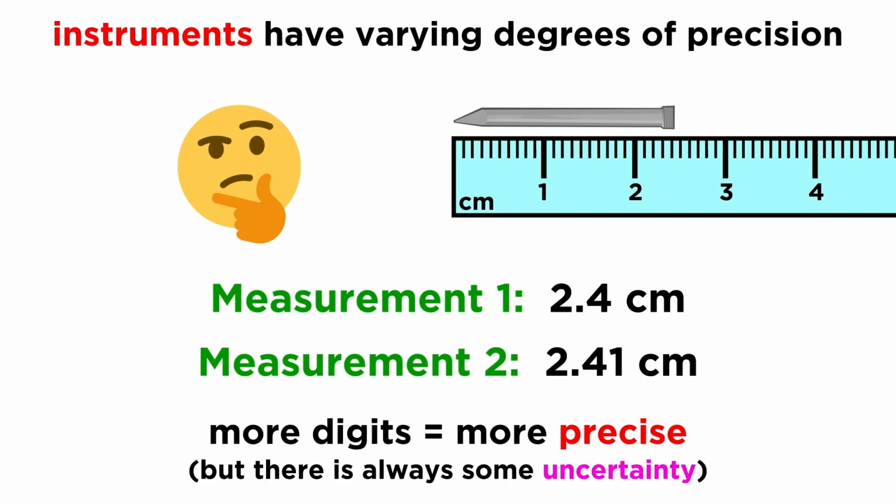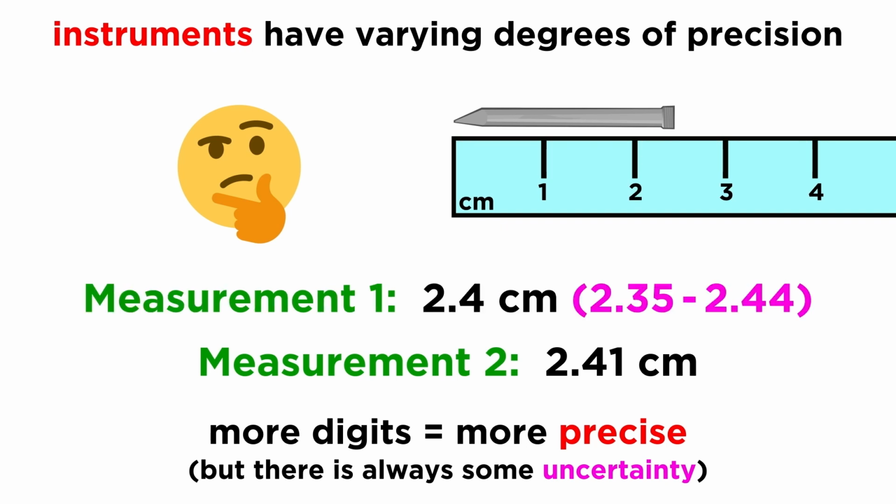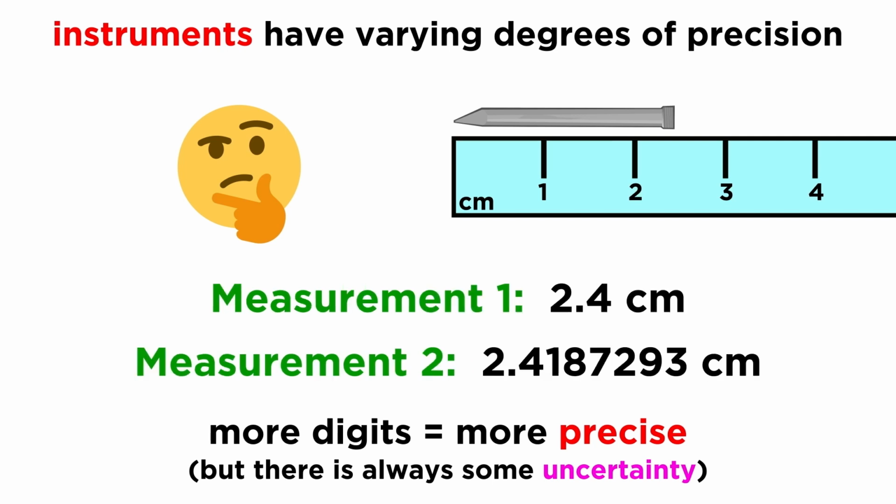But no matter how precise our measurement, there will always be some uncertainty associated with it. If we measure something as being 2.4 centimeters, that means that it is really somewhere between 2.35 and 2.44, which will round to 2.4, since the tenths place limits the precision of our measurement. Even if it was 2.4187293 centimeters, there is still uncertainty associated with that final digit.